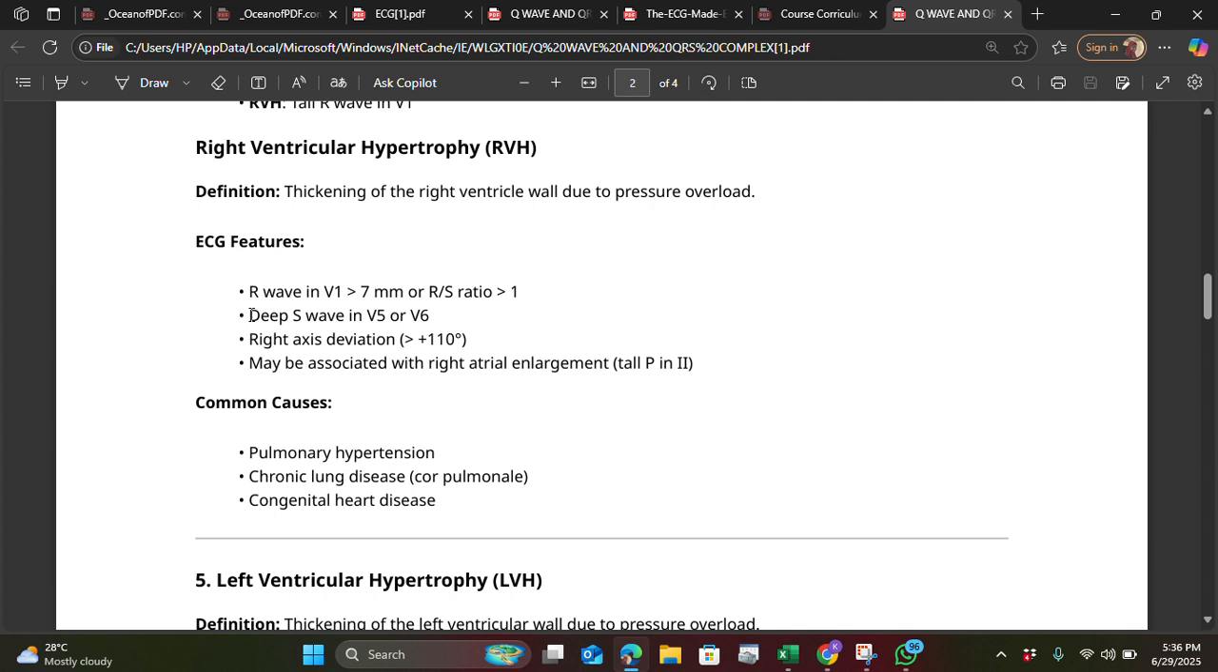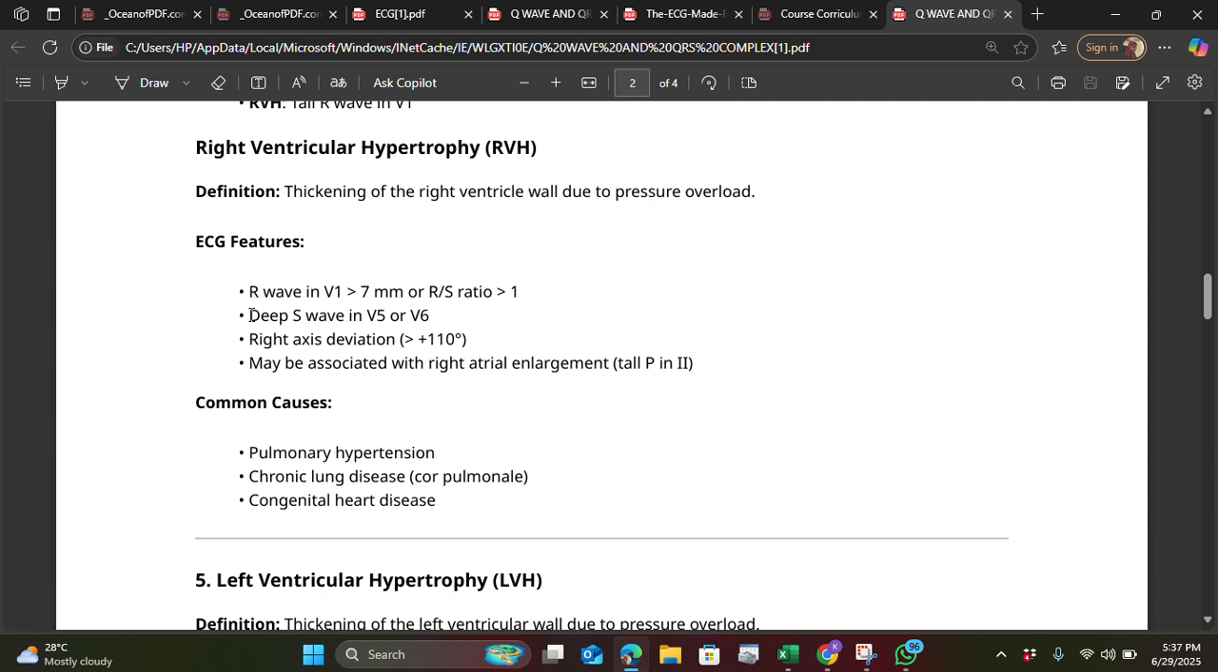If your R wave is greater than 7 in V1, or your R wave is taller than your S wave, because in V1 you are supposed to see the S wave taller than the R wave. So if you see the opposite, where your R wave is taller than your S wave, there is right ventricular hypertrophy. Or when you count the R wave in V1 and you are seeing more than 7, it is also ventricular hypertrophy.